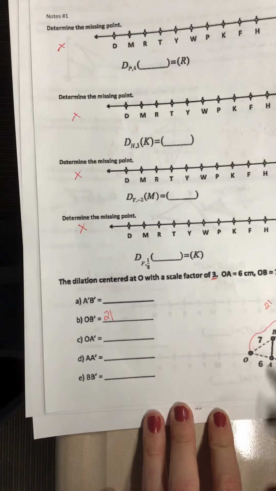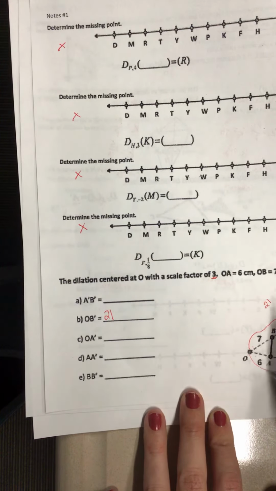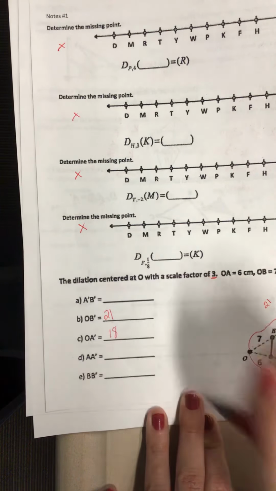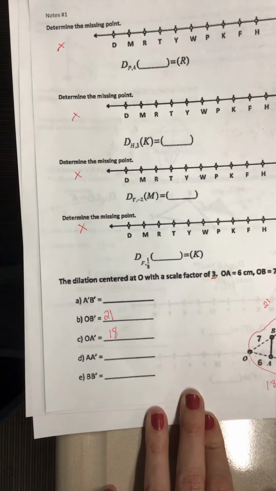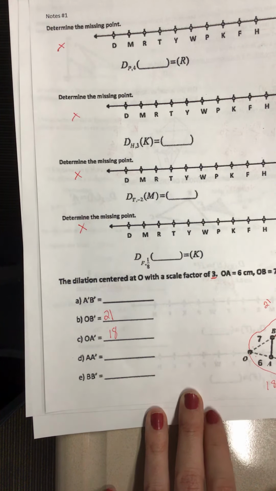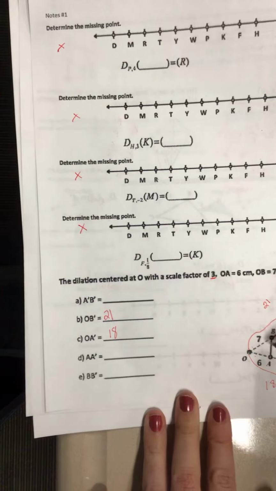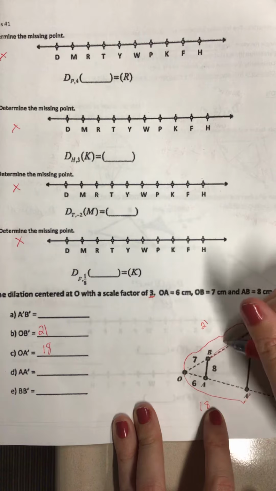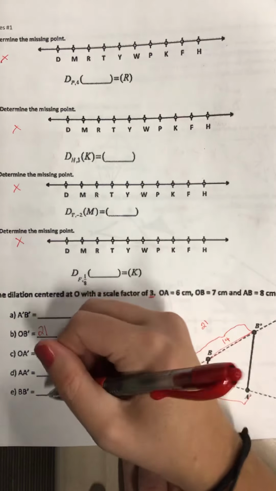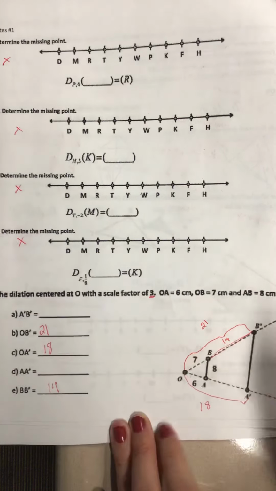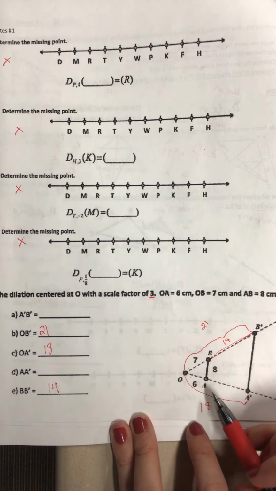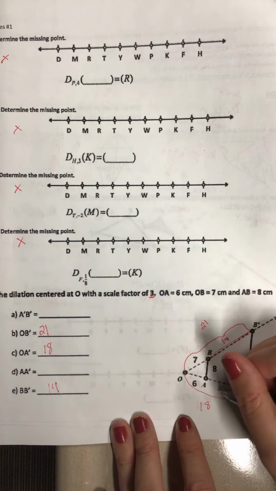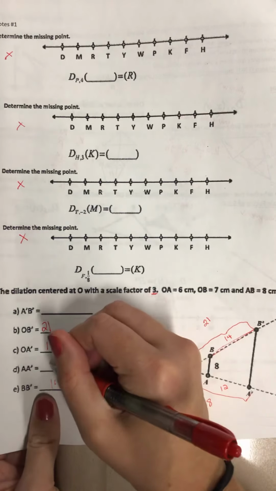Then we can do the same thing down here. And we know that this whole thing is going to be 18. So OA prime is 18. Now we need to find the missing parts here, like B to B prime. Well, if I know the whole thing is 21, and this part is 7, I can do 21 minus 7, and I get 14. And then here, A to A prime, I know the whole thing is 18, and this part is 6, so I can do 18 minus 6, and I get that it's 12.